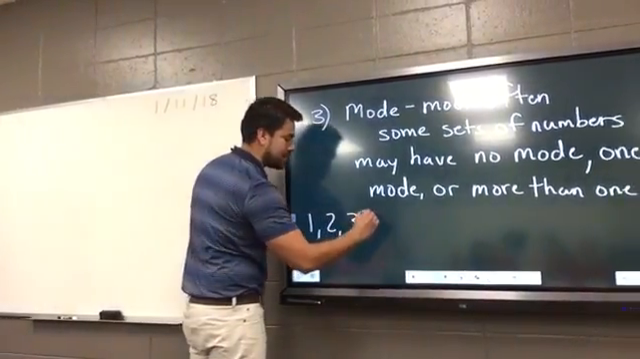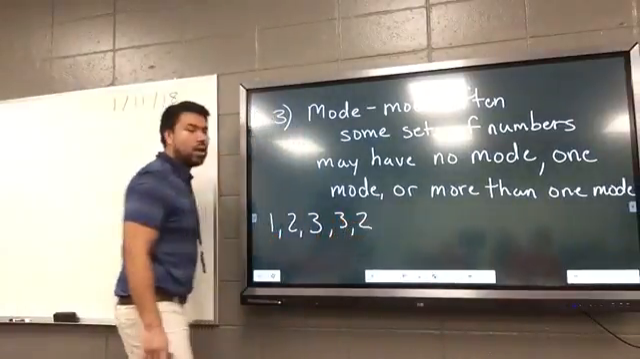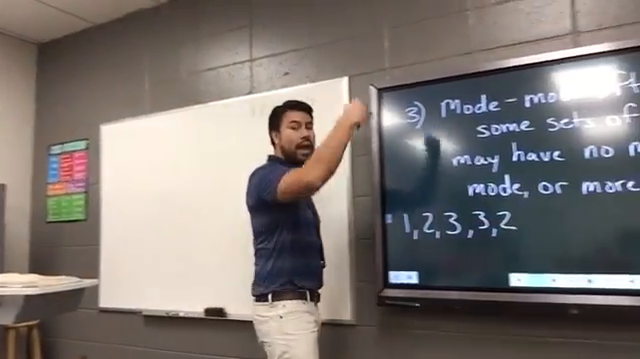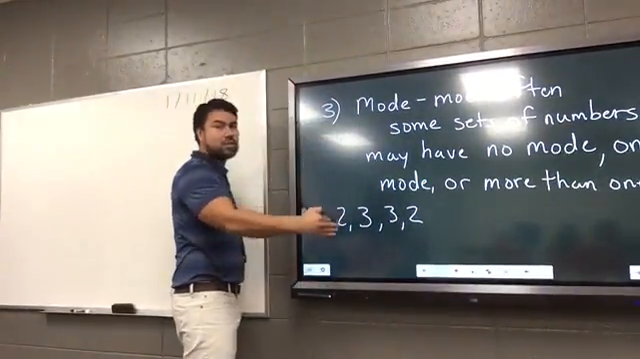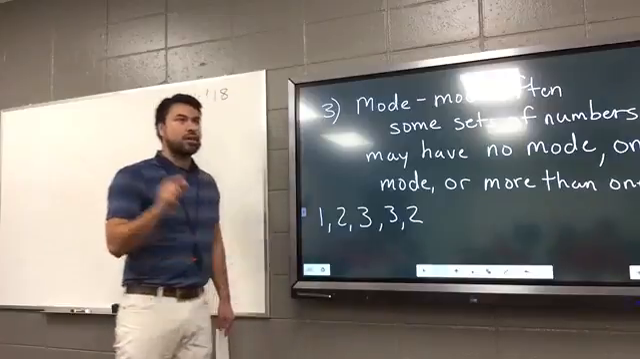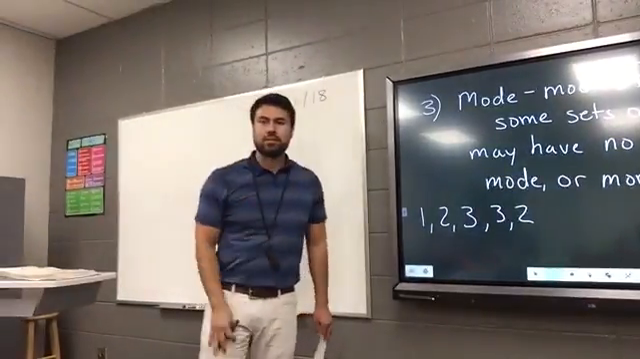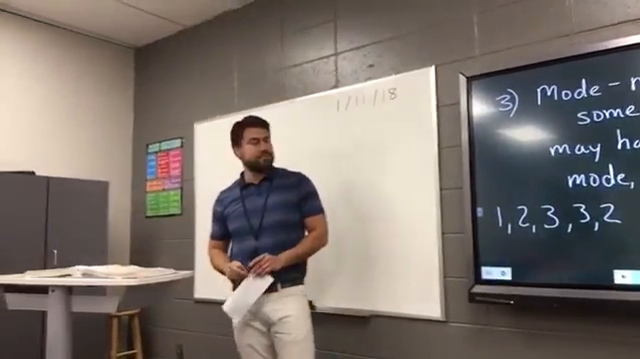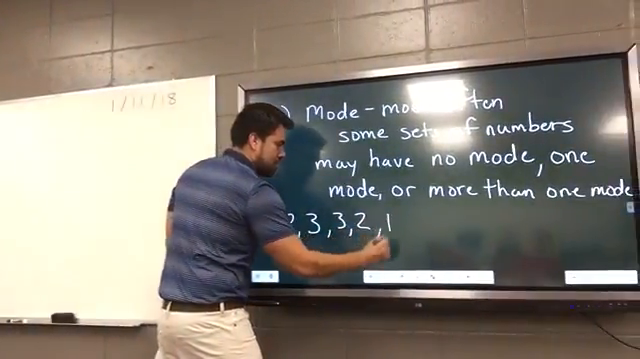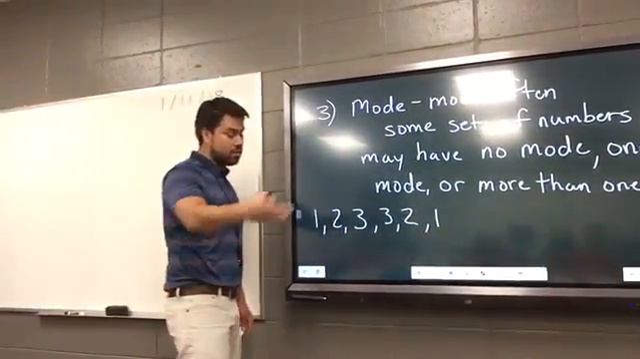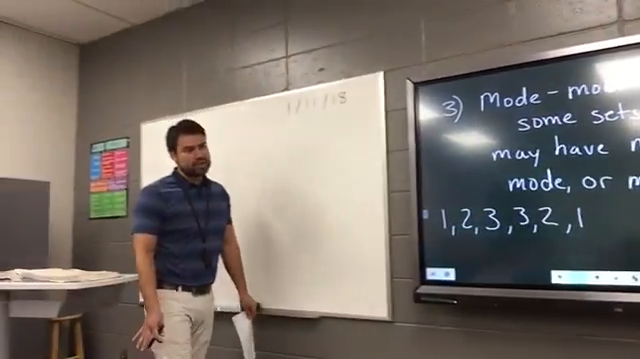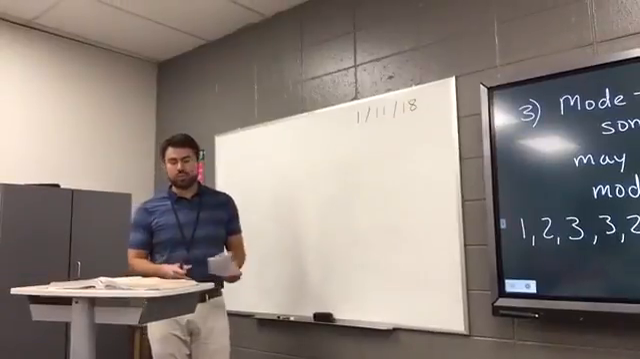If I did this, what is the mode? You would say 2 and 3 because they're both listed twice. They're both listed the most amount of times. And again, you can have 1, 2, and 3 because all 3 of them are listed more than once, and they're all listed twice. So the mode is 1, 2, and 3.